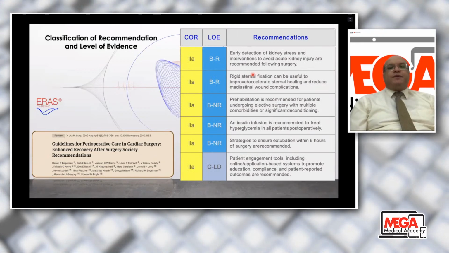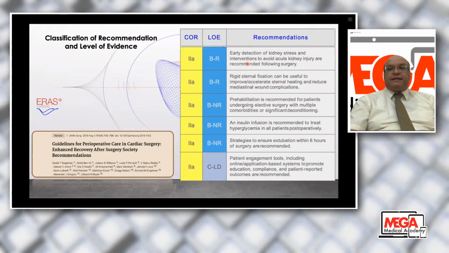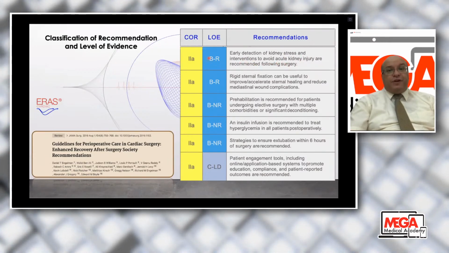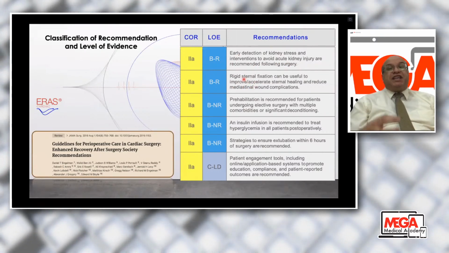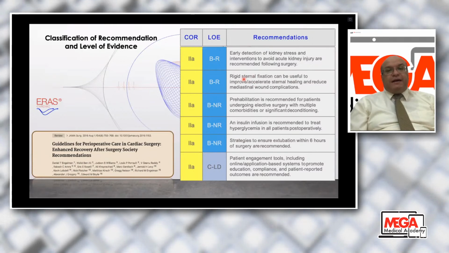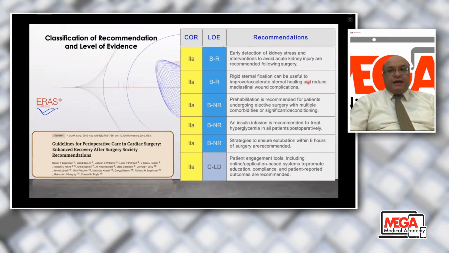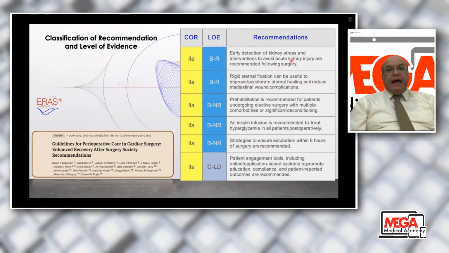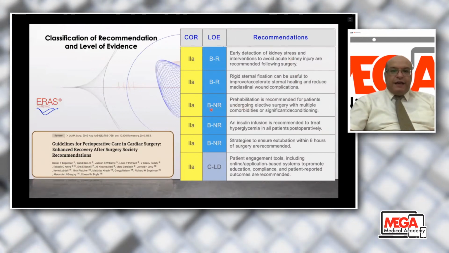Other recommendations, level 2A, include early detection of kidney stress and interventions to avoid acute kidney injury, which are recommended following surgery based on randomized studies. Rigid sternal closure using different types of closure techniques, figure 8, plates or others, is useful to improve and accelerate sternal healing and reduce the incidence of dehiscence after cardiac surgery.